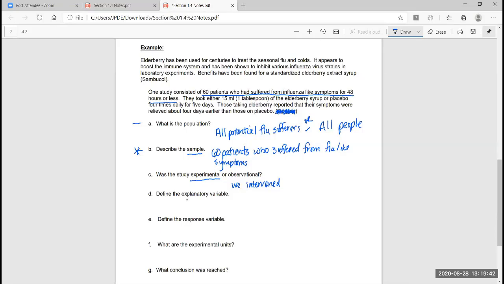Okay, explanatory variable, response variable, experimental units. Experimental units is easy. Experimental units, who did they study? This would be the people in the study. Okay. Explanatory variable, remember, that is the treatment. That's the thing you're checking. Does this make a difference? Does this affect things? Does this make a change of some sort? So the treatment was the elderberry syrup.